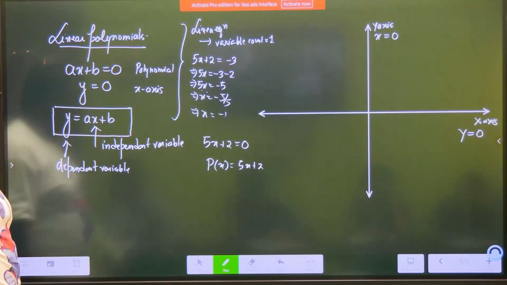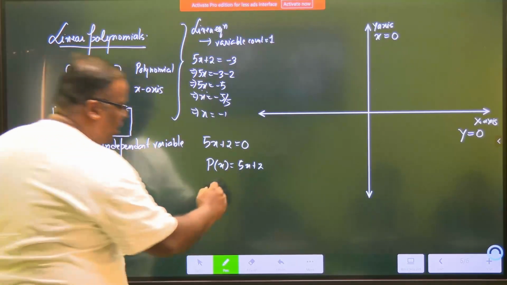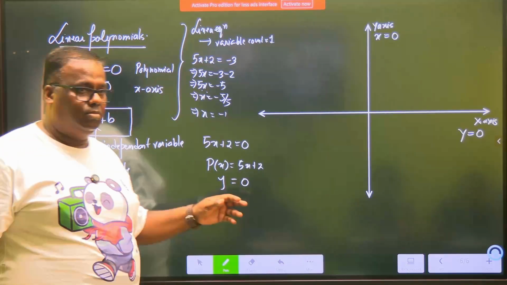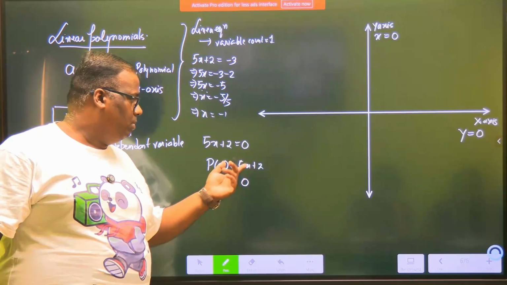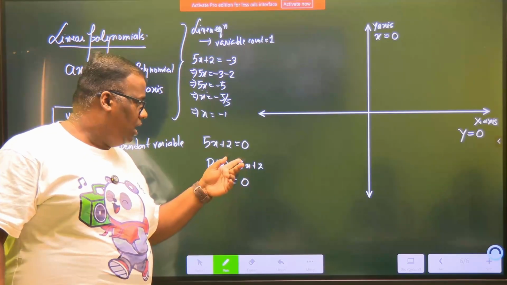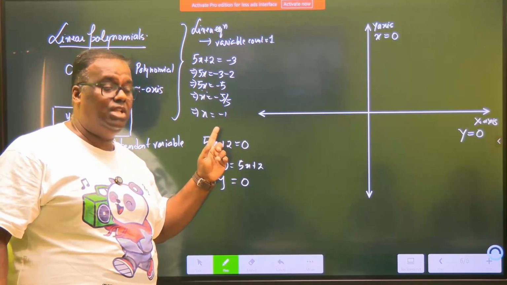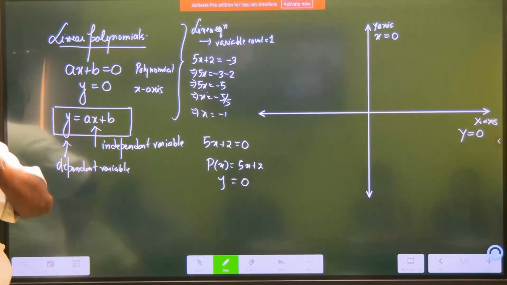We know that something else is also equal to 0, which is the x-axis. Y is also equal to 0. Right? X-axis, y equal to 0. You know how to find the solution algebraically. Let's see how to find the solution graphically. So for that we have to understand what a graphical solution is.